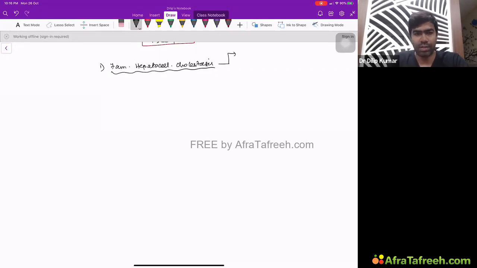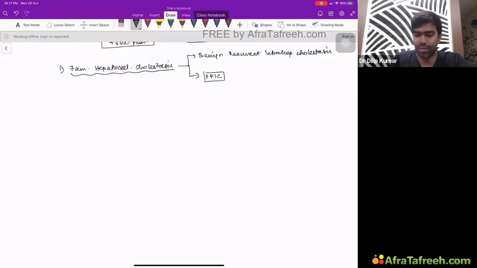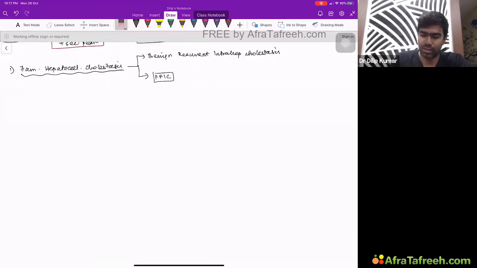One is something called benign recurrent intrahepatic cholestasis. And the second one is something called PFIC, that's progressive familial intrahepatic cholestasis. Both of these have three types: PFIC type 1 to 3, and benign recurrent intrahepatic cholestasis also has types 1 to 3.